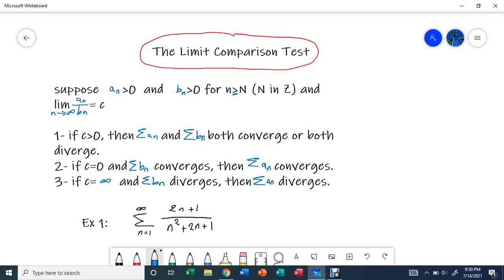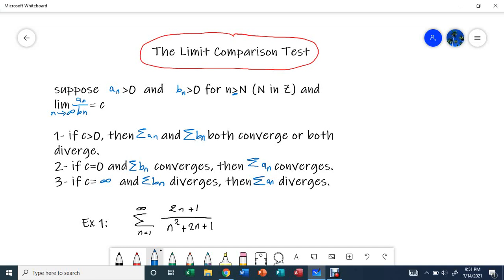So part 1, if c is greater than 0, then the series a_n and b_n both converge or both diverge. Part 2, if c equals 0 and the series b_n converges, then the series a_n converges as well. Part 3, if c equals infinity and the series b_n diverges, then the series a_n diverges as well.